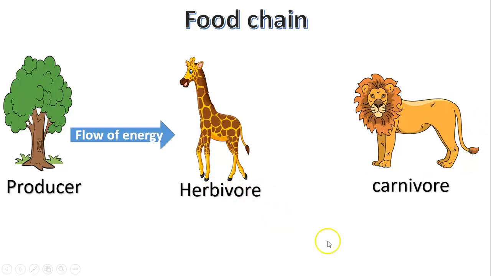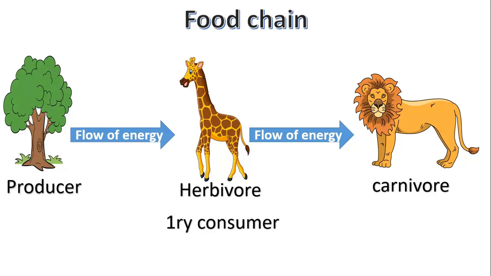After the herbivore comes the carnivore. So the carnivore gets its energy from eating other animals or their products. So the energy will flow from the herbivore to the carnivore. And that's why the herbivore is always a primary consumer, or a first consumer.